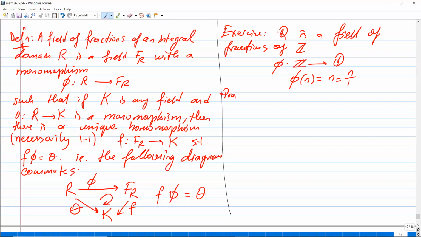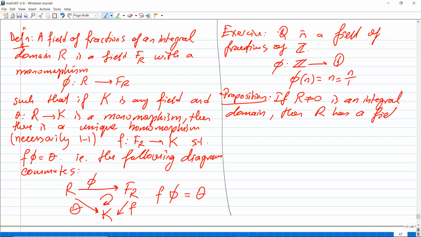So it is a proposition. If R is an integral domain, which is not 0, has more than one element, then R has a field of fractions, F of R, which is unique up to isomorphism. Namely, F of R is unique.